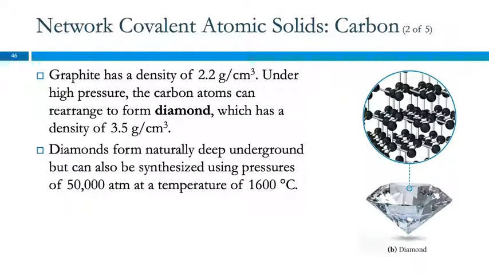Graphite has a density of 2.2 grams per cubic centimeter. Diamond has a density of 3.5. You can take graphite, and under extreme pressure, you can cause the atoms to rearrange and form a crystal diamond. Here we have the atoms covalently bonded in 3 dimensions. They're not layered sheets. It's all one covalently bonded molecule, essentially.